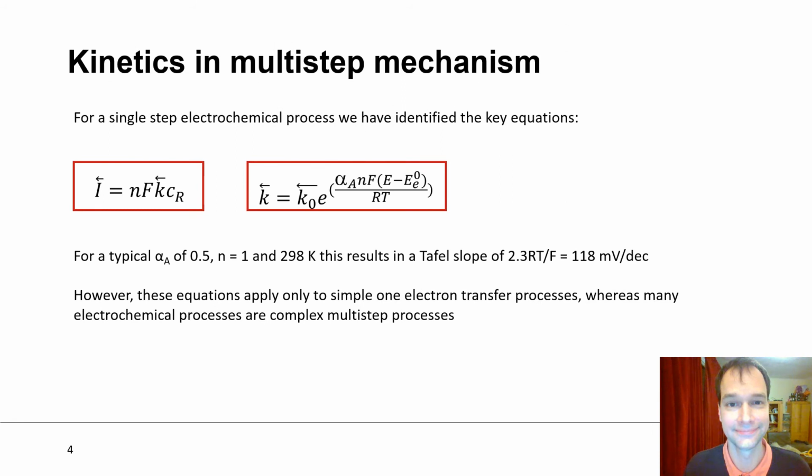Now, let's continue with the equations. What we have discussed before were all equations that covered a single electron transfer. That's what we covered in module 3.2, the Butler-Volmer equation. That's an equation that applies to a single electron transfer.